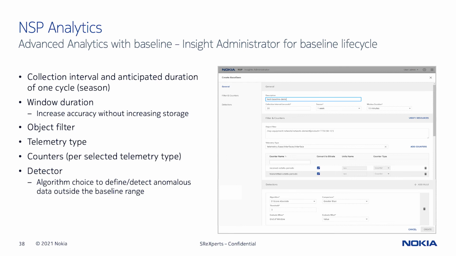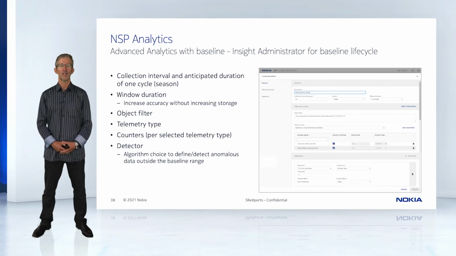Then you have to be concerned here with the collection interval and the window duration, which here will help increase the accuracy during the baseline computation, but will not necessarily increase the storage. Then you get concerned or focus on the telemetry type, so basically the type of statistics that you want to collect. So in this case, the example provided here shows you transmitted and received packets for the interface telemetry type of statistics type. And detector here is the algorithm of choice that you will pick to help you with the actual anomaly detection and will help you with the range being computed on the baseline.